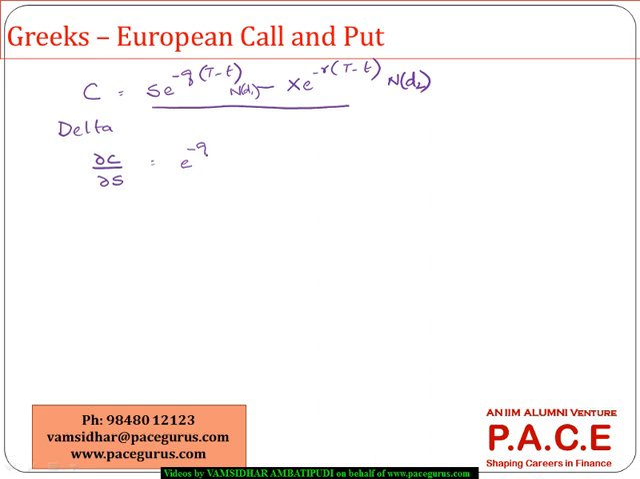Alright. So here it becomes e power minus q (T minus t) N(d1). I am differentiating this, so probably using the multiplication rule, taking this as one term and this as the other term. So this, and the derivative of S is 1, plus S times... right, or I can very well take out. So probably let me do something like this.